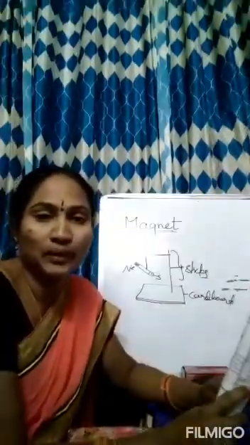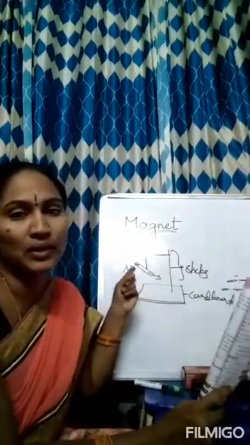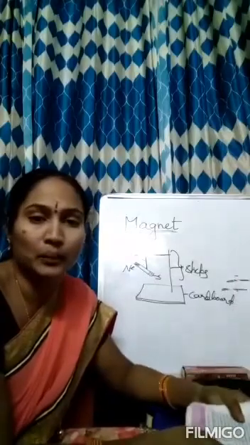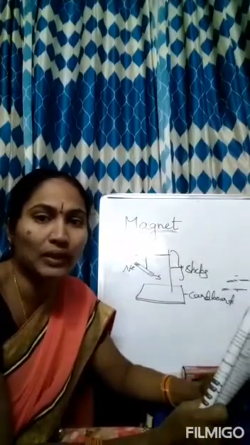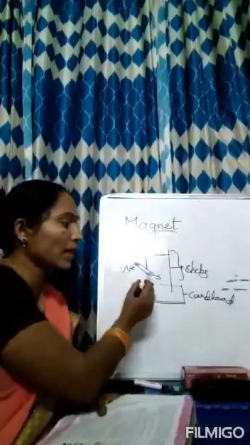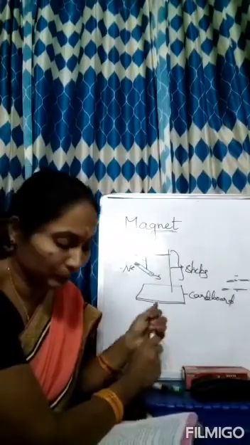Repeat this experiment in another place. You can see the same: the colored portion will come to rest in the same direction. So the magnet always comes to the resting position in the north-south direction only.